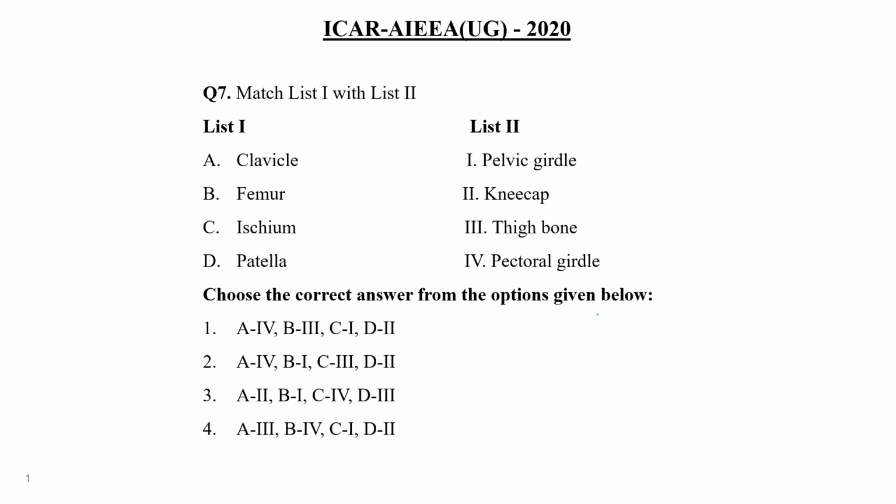Next, again matching list 1 and list 2. In list 1, clavicle, femur, ischium, patella are mentioned, and in list 2, pelvic girdle, kneecap, thigh bone, and pectoral girdle. We have to match them correctly and then solve this question. So just take 5 to 10 seconds.